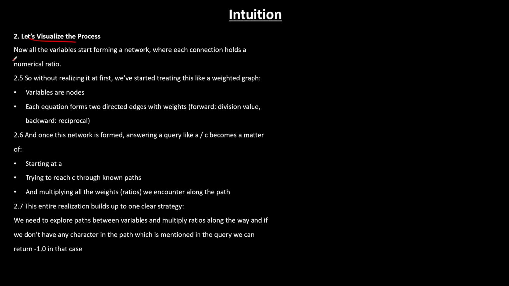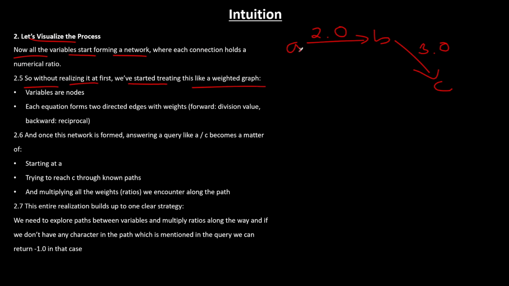Okay, let's continue. Now all the variables start forming a network, right? Let me create the graph again. A to B, B to C, 2.0, and this is 3.0, the weight of the edge. So without realizing it at first, we have started treating it like a weighted graph. Variables are the nodes. Each equation forms two directed edges. Why two directed edges? Let me tell you.